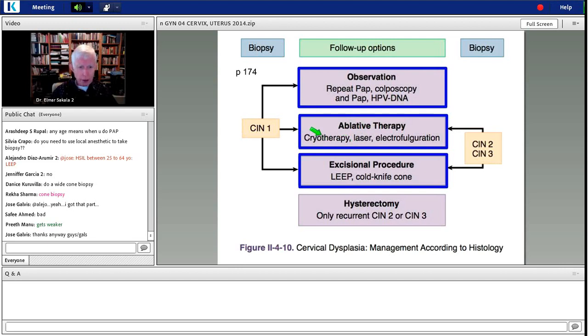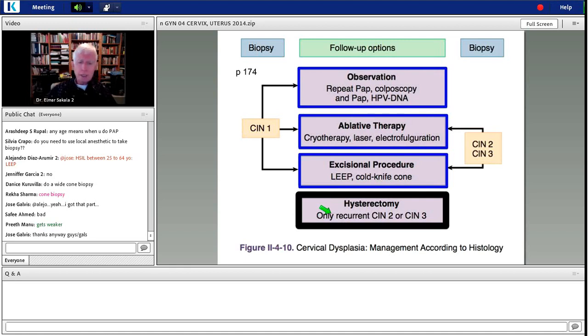You can destroy it using cryotherapy. I showed you that yesterday. Lower the temperature to below zero. You can vaporize it using a laser, or you can use a Bovie electrocautery and fry it out. Then you can do an excision procedure, which is the LEEP, loop electrosurgical excision procedure, or you could do a cold knife cone. Here we actually cut the area out and we can send it to pathology. Hysterectomy is not a primary management. It is only for recurrent disease.